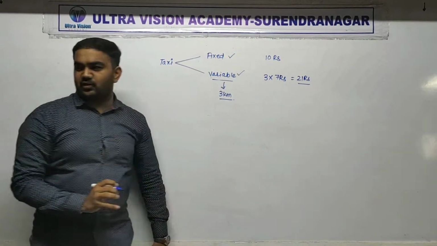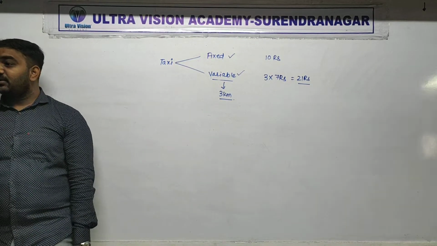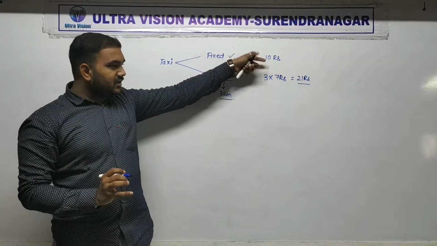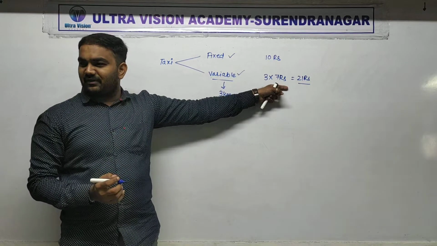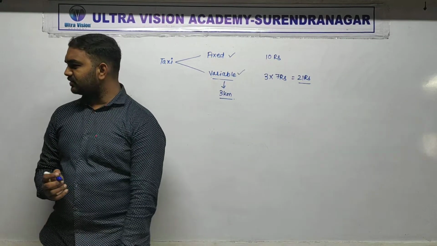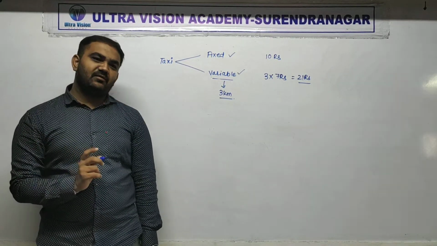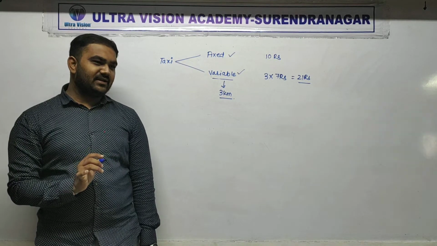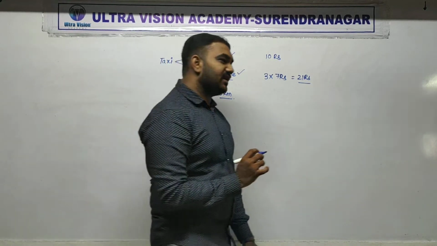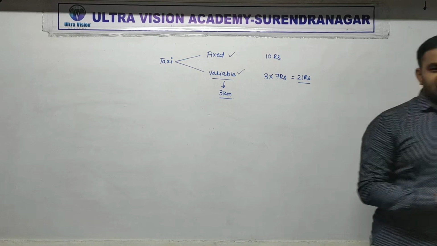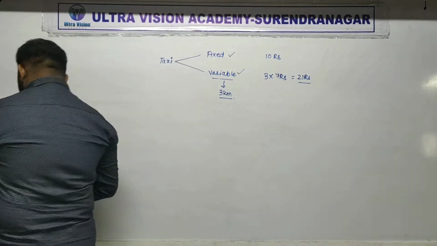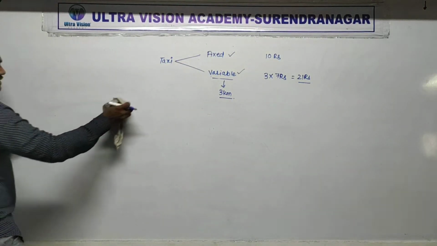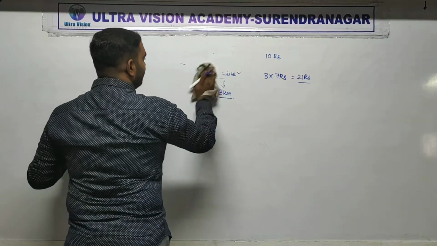So how much in total will you have to pay? 10 for the fixed, 21 for the kilometers traveled. So 10 plus 21 is equal to 31 rupees you will have to pay. Is that clear? So that is what the question wants to say. And based on this, we are going to form the equations.